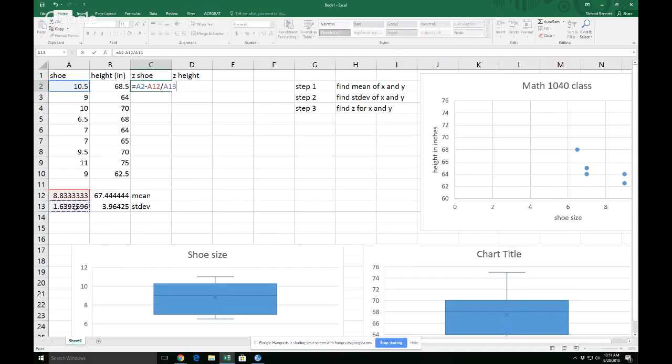Let's do the F4 first. Do I want to do an F4? Yes. Where? On A12 and A13. I want those both there. So if I go back here, I press F4. I want the mean and the standard deviation not to change. I want the data to change when I copy this formula.